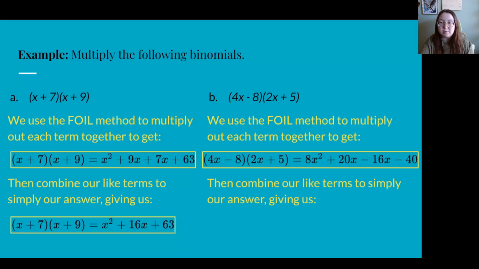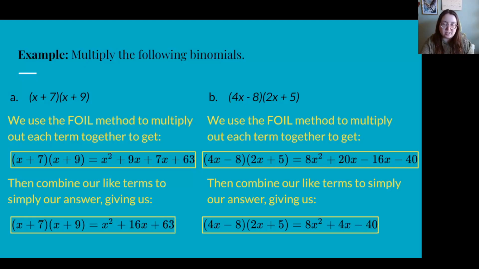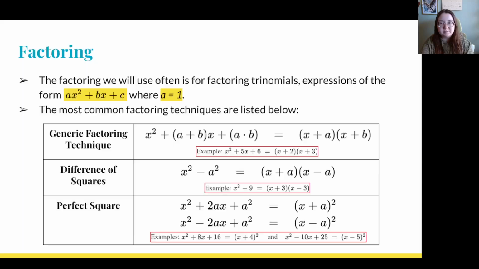So just like before, we're going to combine our like terms to simplify our answer. Our like terms are 20x and negative 16x. So we'll add those together, which will give us our final answer of 8x squared plus 4x minus 40. And there we go. So now more on factoring.